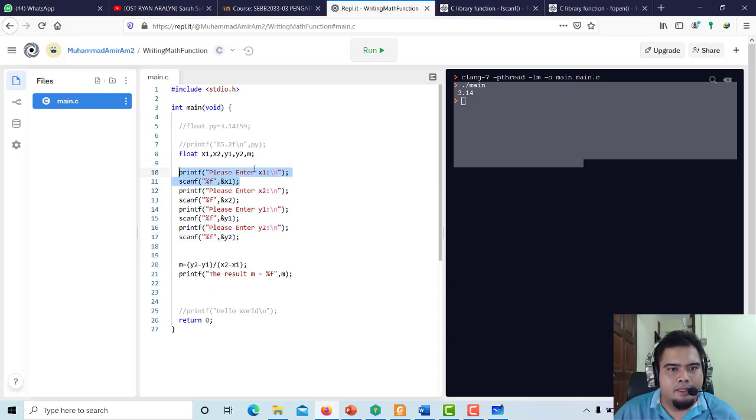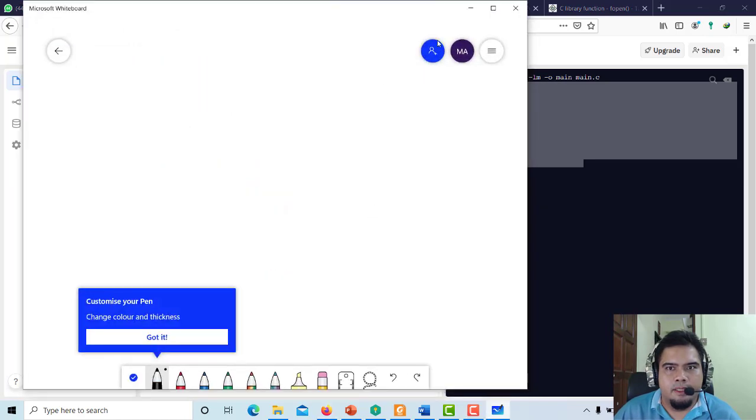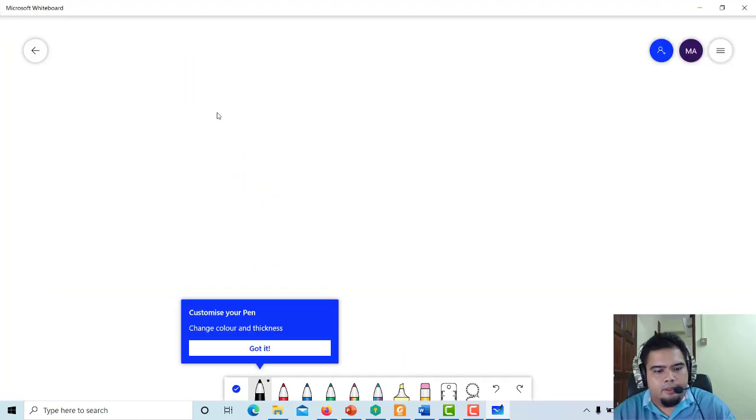Okay, please enter age. I use a percentage f, and this variable here stores the age, of course in C. Okay, I just discussed that line.